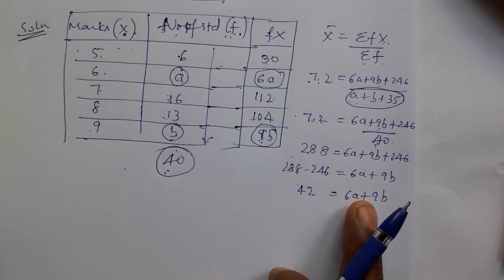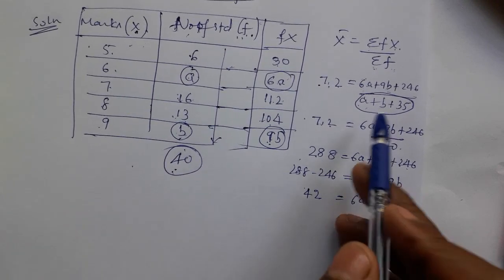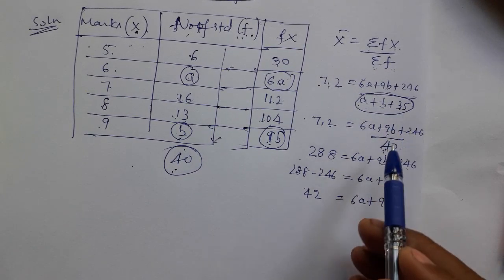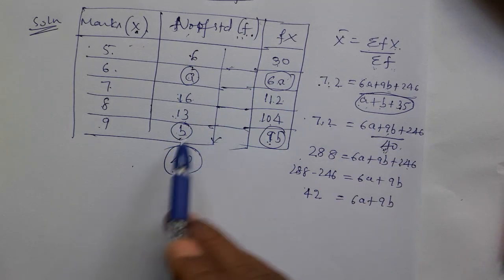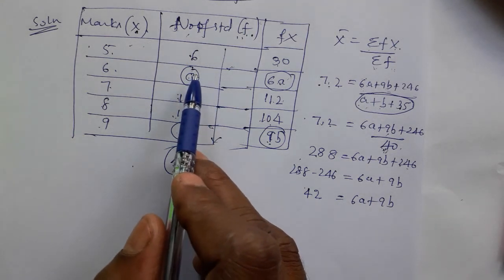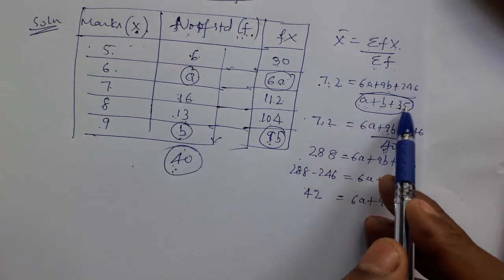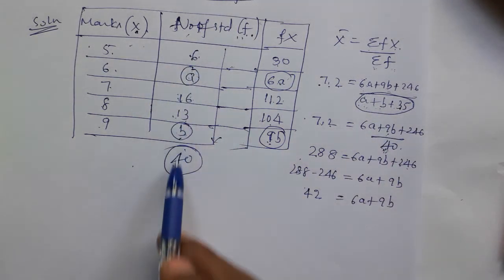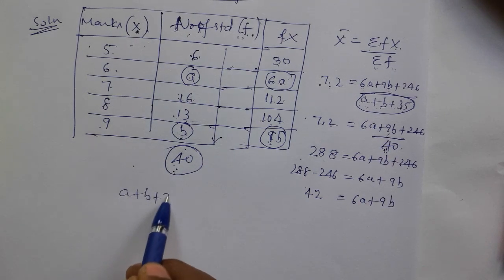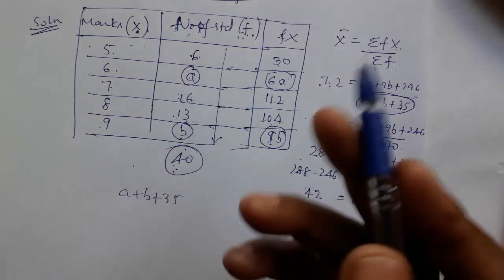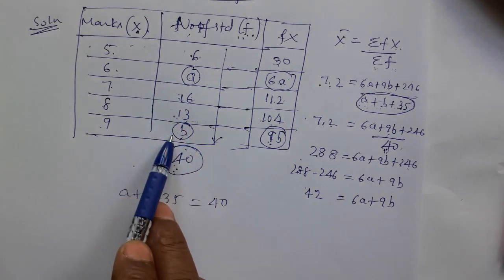But here there are two variables. How to find out the value of a and b each? Now we'll go for one more equation. A plus b plus 35, in that place we wrote 40 directly, isn't it? Because the total number of students is given as 40. But that 40 you can write in the other way as 6 plus 16 plus 13, that is 35, plus a plus b. So a plus b plus 35 is the total f, and that total f is also given as 40. They told in the question the sum of the frequencies is equal to 40. See, when I add all the frequencies, we get this.